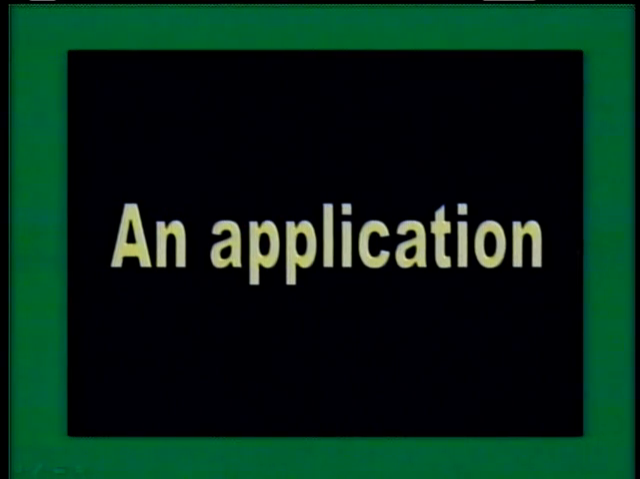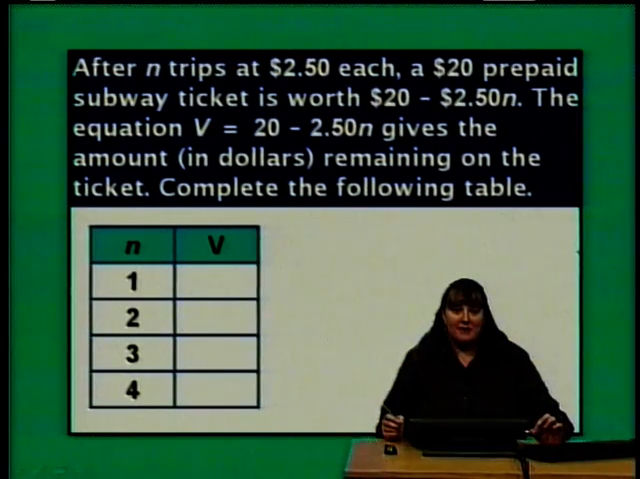Now I want to look at an application. After n trips at $2.50 each, a $20 prepaid subway ticket is worth $20 minus $2.50 times n, where n is the number of trips. The equation v equals 20 minus 2.5n gives the amount in dollars remaining on the ticket, or the value of the ticket. Let's complete the following table.